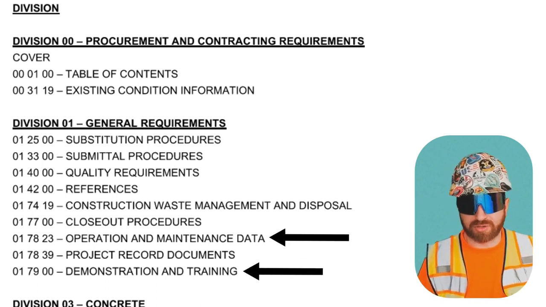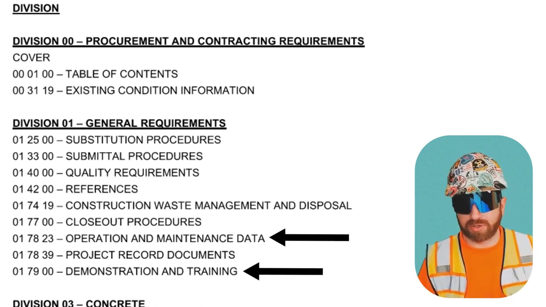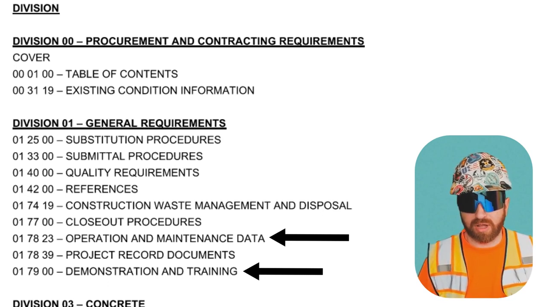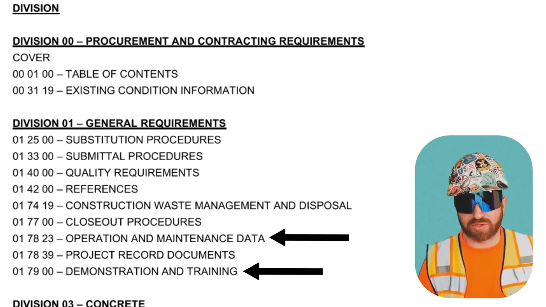Operation and maintenance data. So when you turn over a new building, your owner typically doesn't know how to use everything within it. The operation and maintenance data outlines what you need to turn over and how you need to train your owner so that they're ready to use their new building.